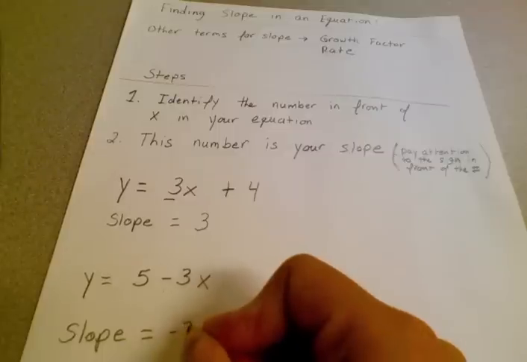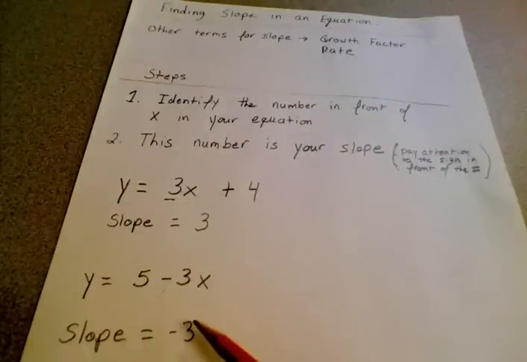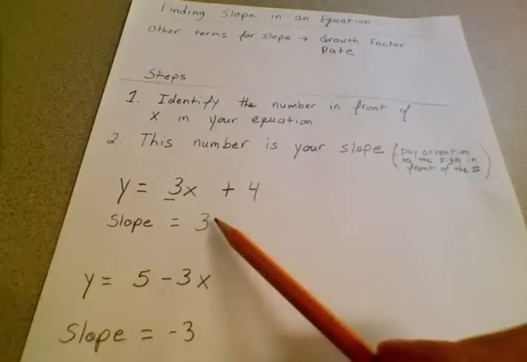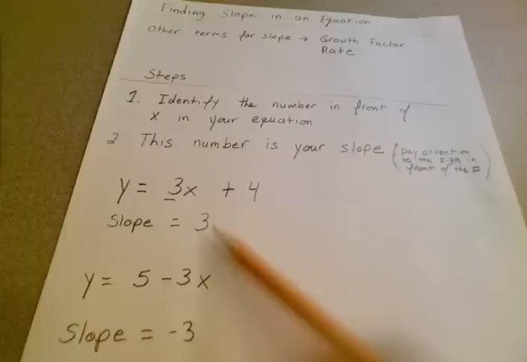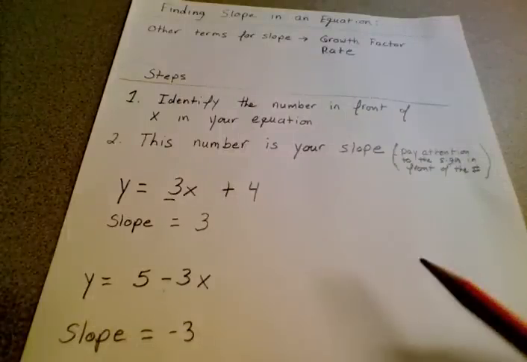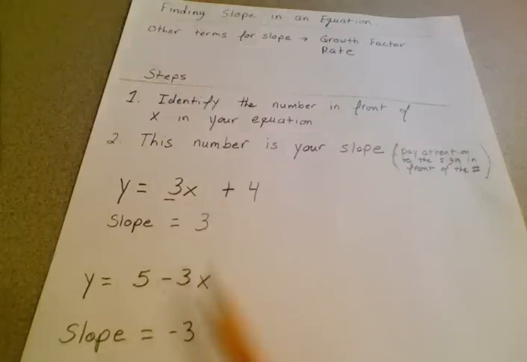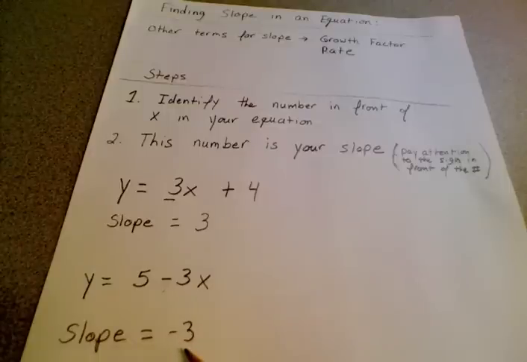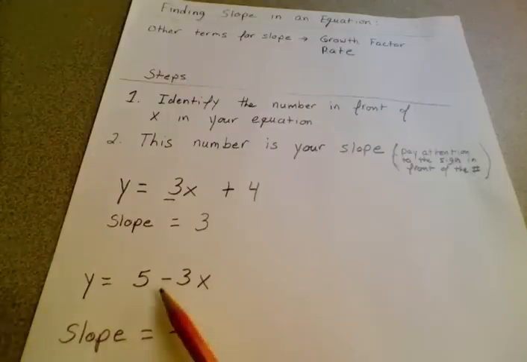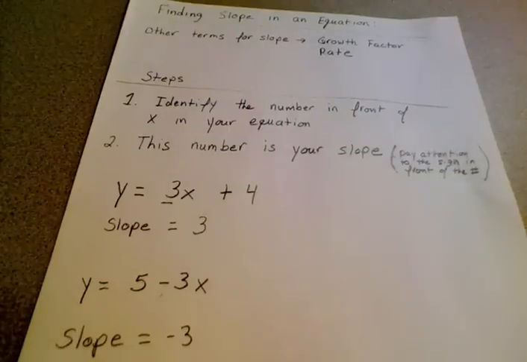Okay? Notice also, too, a couple of things. In our examples here, we did not put x right by our number 3 and negative 3 here. It is just the number in front of x. X is just a variable, all right? So our slope, if we look back in example 1, is 3. In our second example here, it is negative 3 because of the minus sign, the negative sign in front of the 3, okay? All right, that was your lesson on finding slope in an equation.